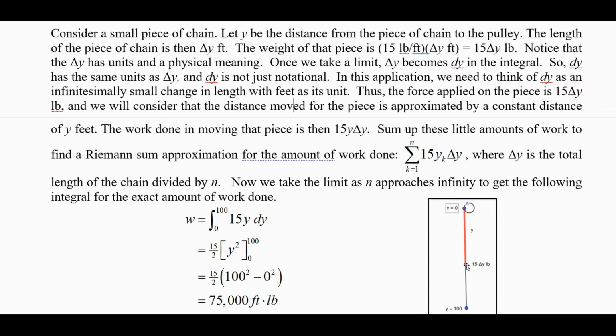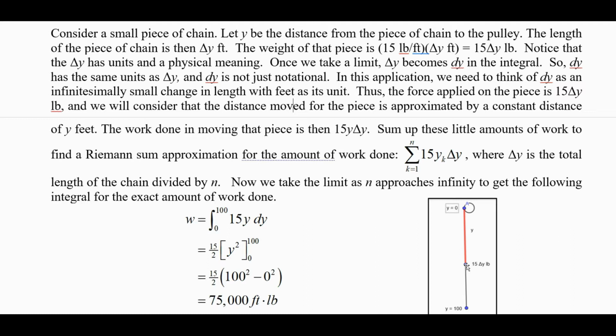Notice that delta y has a unit, in this case feet, and it has a physical meaning. It's a length. It's an actual length. And once we take the limit, delta y becomes dy, so we're going to think of dy as some infinitesimally small length, but it still retains the units no matter what. So it always has the same units as delta y. The dy is not just notational. You can't leave it out when you write down the integral, and it has a real meaning in the problem.